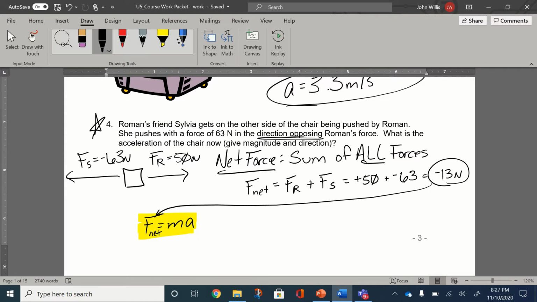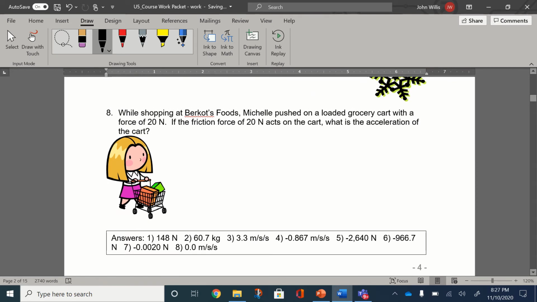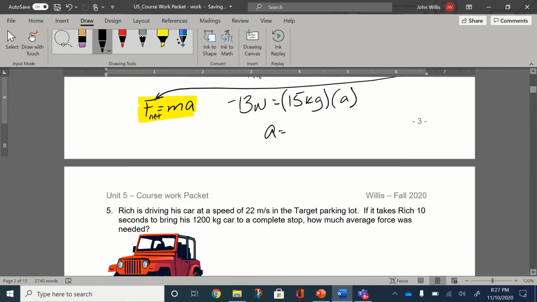So we're going to come back to this idea of net forces. From here, naturally, you're going to have your negative 13 newtons equal to still 15 kilograms. Just because she came along and started pushing on the couch too doesn't mean the couch got bigger or smaller. The couch is still the same mass. We still divide both sides by 15, and your acceleration is going to work out to be something significantly less. It's at the end of the worksheet, 0.867.